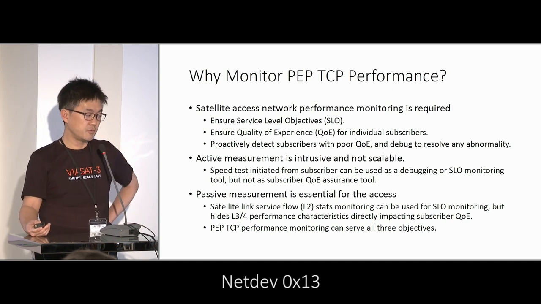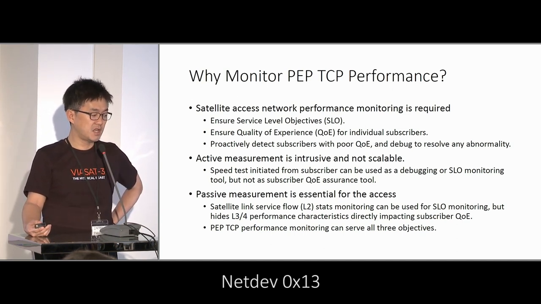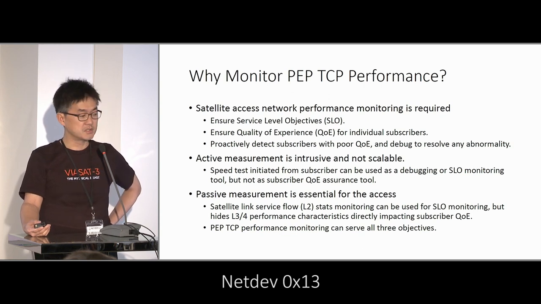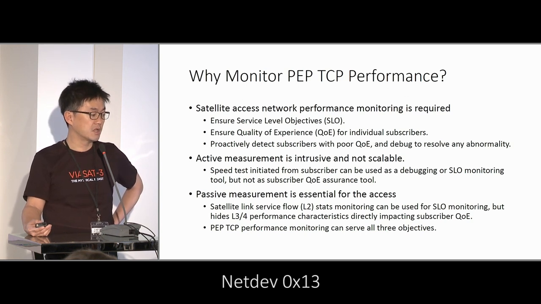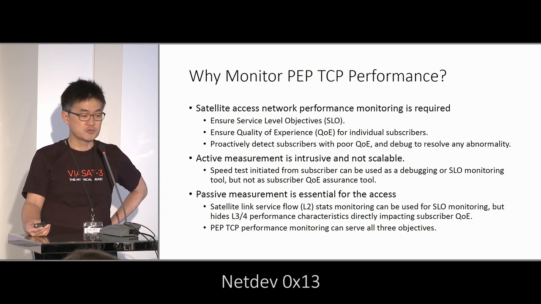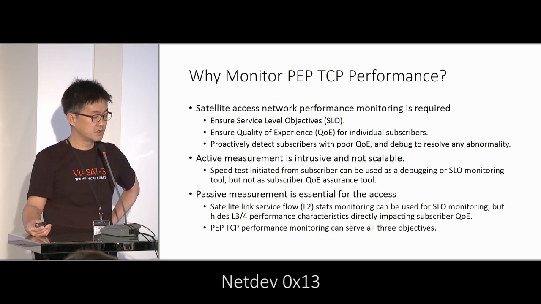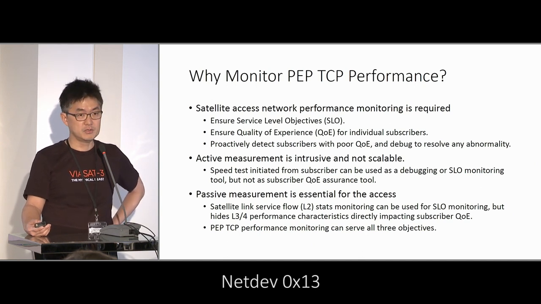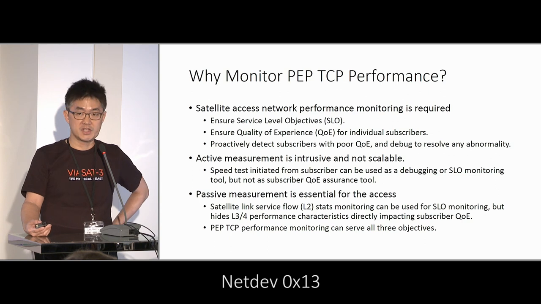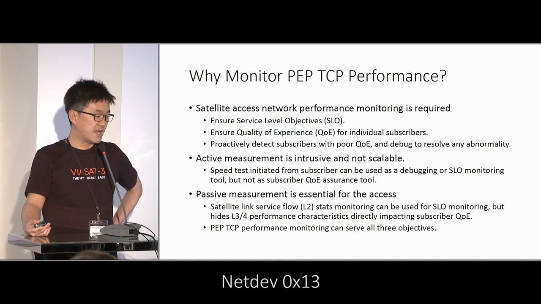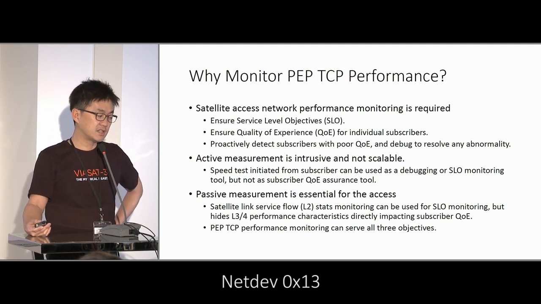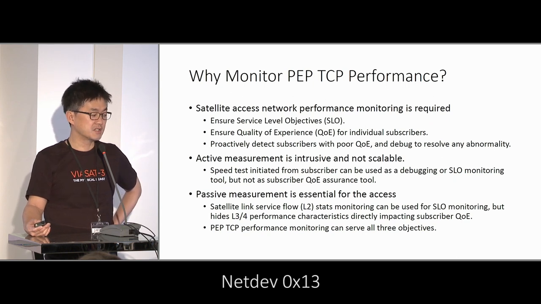One of the reasons that we use TCP stat information is to ensure the service level objectives. We want to make sure that our customers have a high quality of experience from transport services. Also, we would like to proactively detect a subscriber with a poor connection and see if we can make it better. People use active measurement as well. However, active measurement cannot be used as a tool to monitor the SLO or the QoE of the subscriber. So this is really important for us.